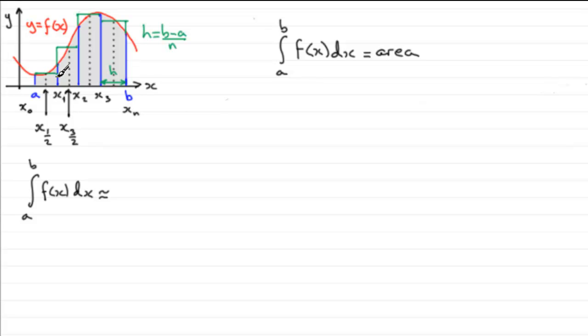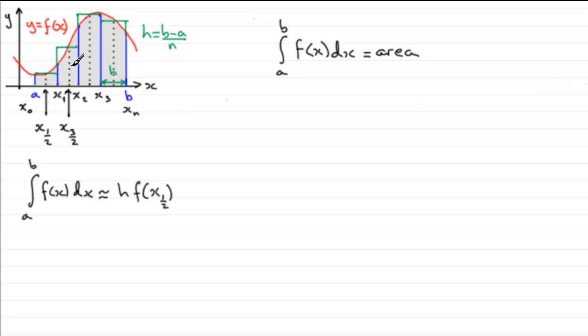Now if we take the first rectangle here, its height is the same as the height given by the dotted line. And that's going to be when we substitute x half, the value of x in between this value of x and this value of x. It's going to be that value, f of x half, multiplied by h, the width of the strip.